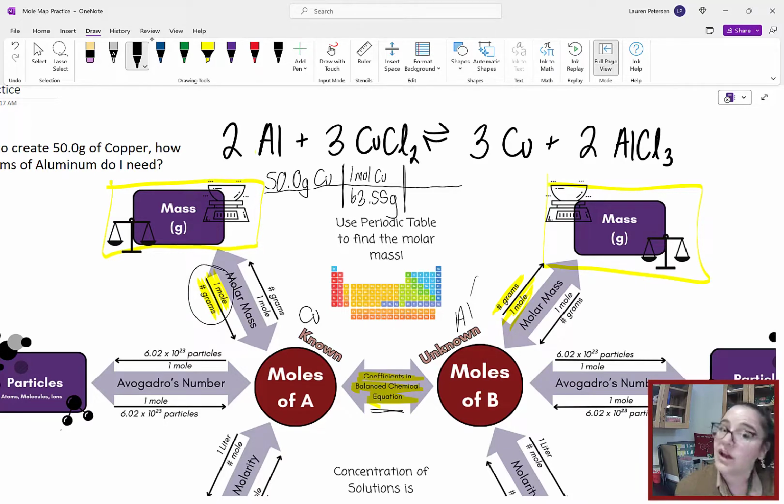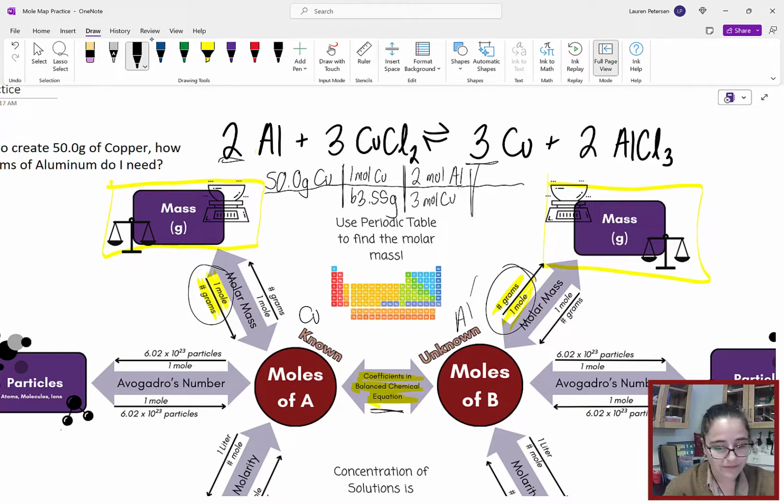Next up is the coefficients in that balanced chemical reaction. I know for every 3 moles of copper, put that one on the bottom because it's the one we want to cancel, I need 2 moles of aluminum. And then last but not least, grams of aluminum. I know every 1 mole of aluminum has a mass of 26.98 grams. So the moles cancel.